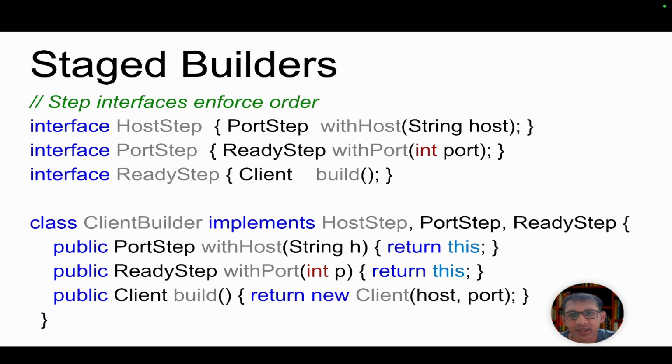The key insight is that each step interface has methods that return the next step interface. This creates a linear progression through the construction process that cannot be bypassed or reordered. You literally cannot call build until you've progressed through all the required steps, because the build method exists only on the ready step interface.